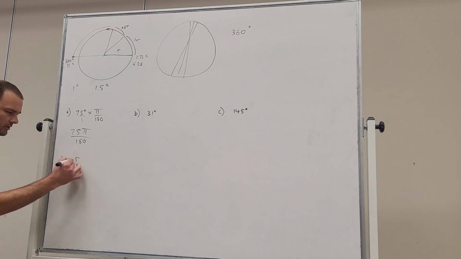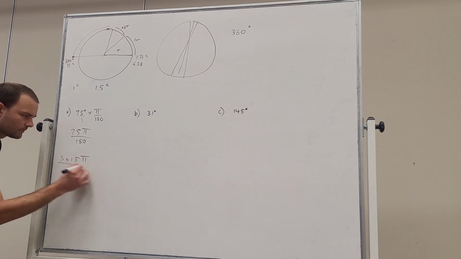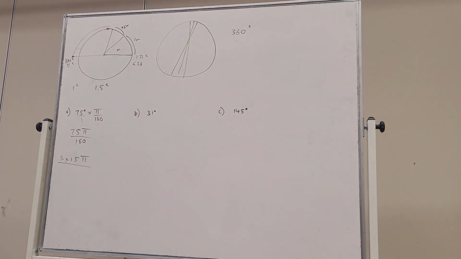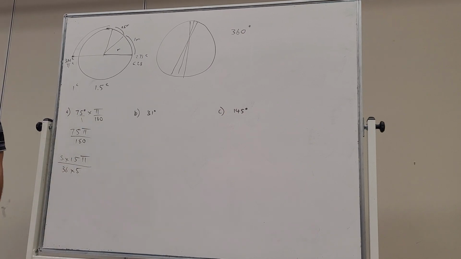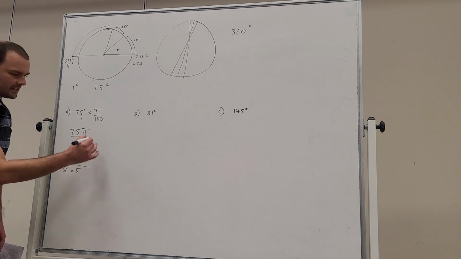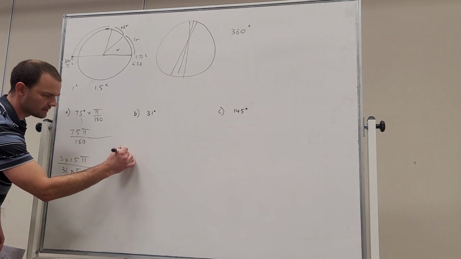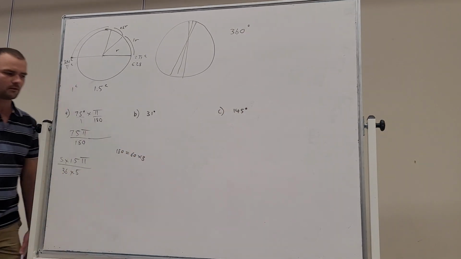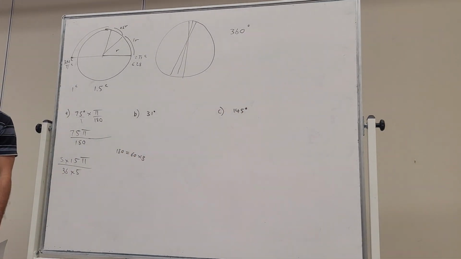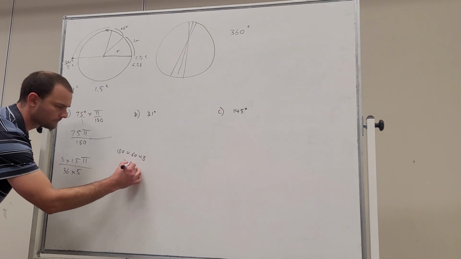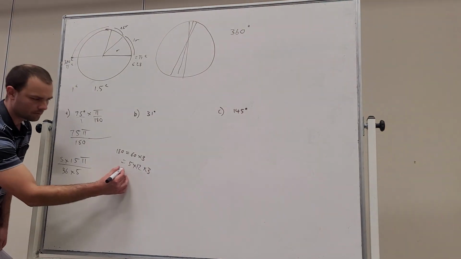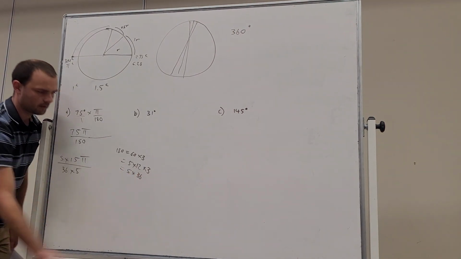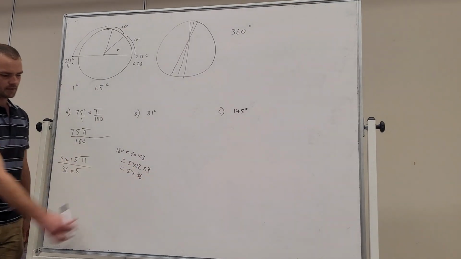So I'm going to write it like this to show you what's going on. I've got 5 times 15 pi on top of it, and then how many times is 180? It's going to be 36, I reckon, 36 times 5. And how do I work that out? Well, 180 is 60 times 3, and 60 is 5 times 12. So then another way we could write it is 5 times 36. 12 times 3 is 36.